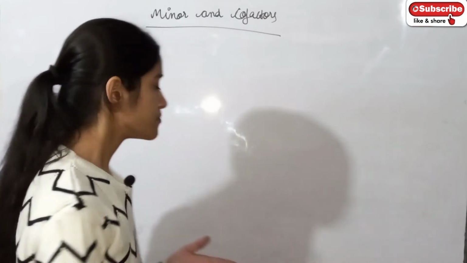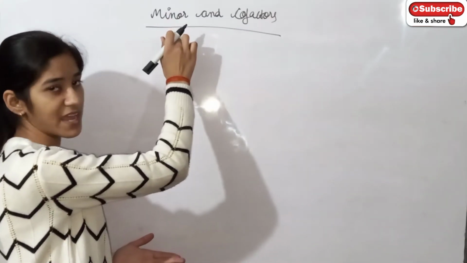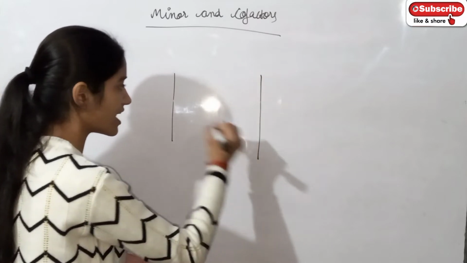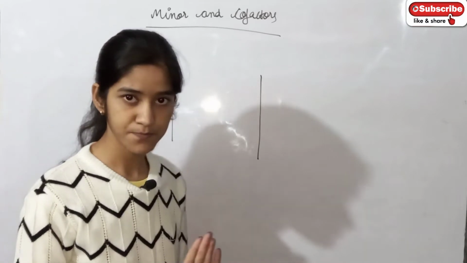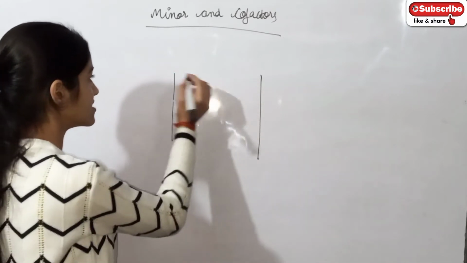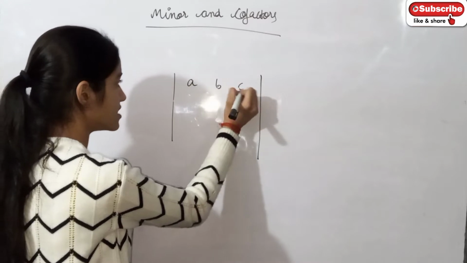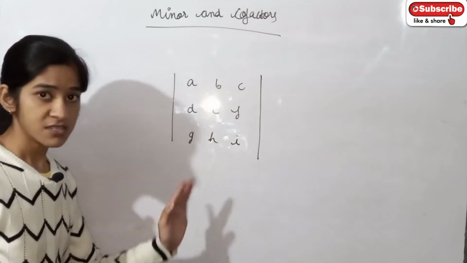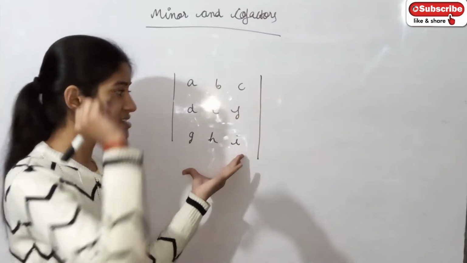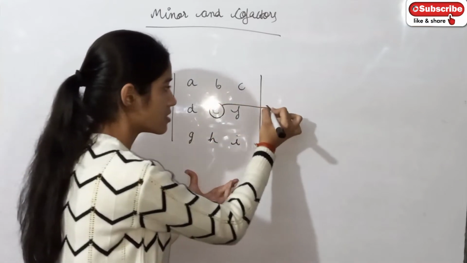The minor of an element is the determinant obtained by deleting that ith row and jth column and solving the determinant. What I am trying to say is that the minor of any element is defined as the determinant obtained by deleting that ith row and jth column and evaluating it. Suppose there is a determinant with rows a, b, c; d, e, f; g, h, i. What is the minor of e?